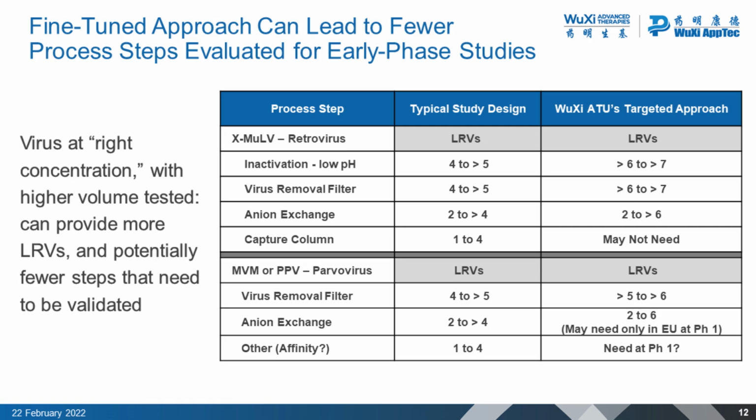All right. Here at WuXi, we have developed a fine-tuned approach to the virus spiking strategy. Instead of the more typical percent spike approach shown on the left, we will spike targeting a specific viral load. With this, we spike virus at the right concentration, where the virus titer is considered so as to not overload the system, but is still a sufficient amount of virus per regulatory guidance. On the right, you can see the increased LRV with WuXi's targeted viral load and large volume testing approach for each step. This increase per step could help clients reach their desired cumulative LRV with fewer steps overall.